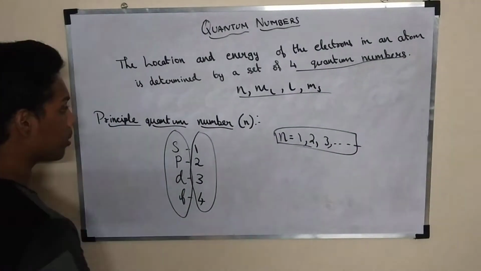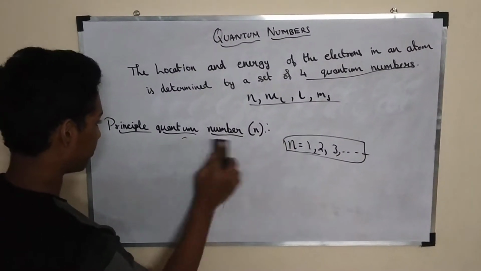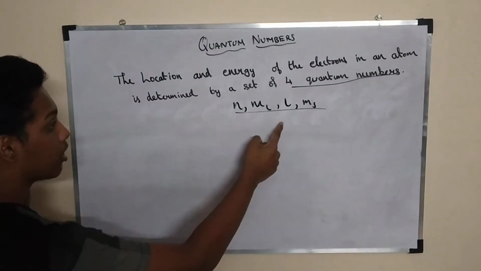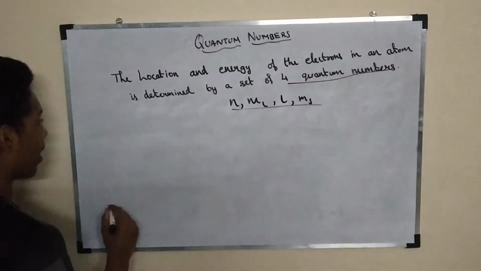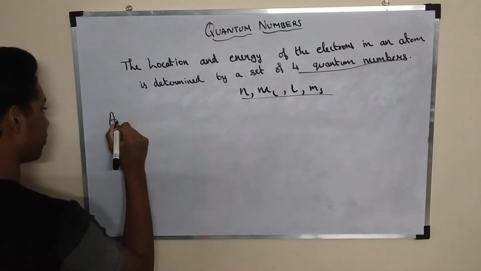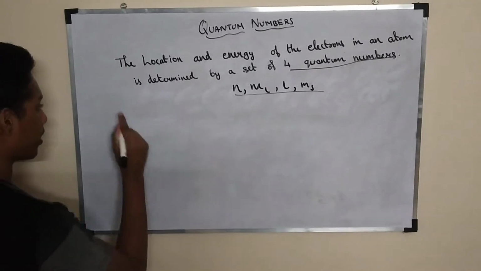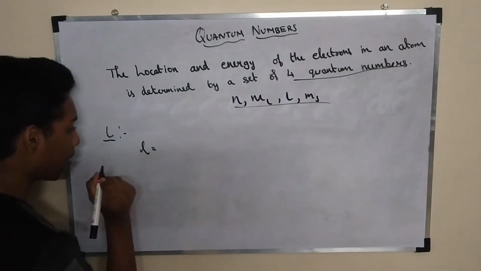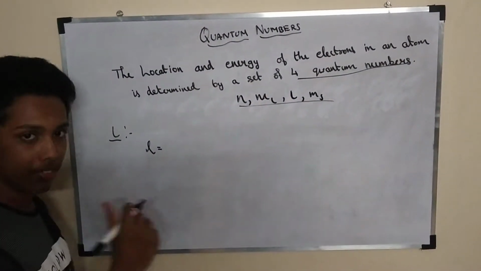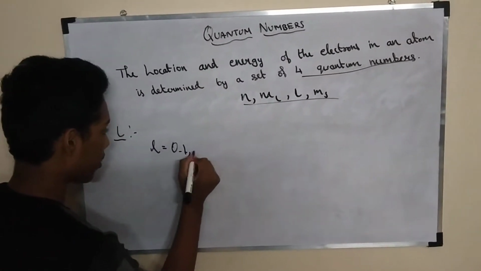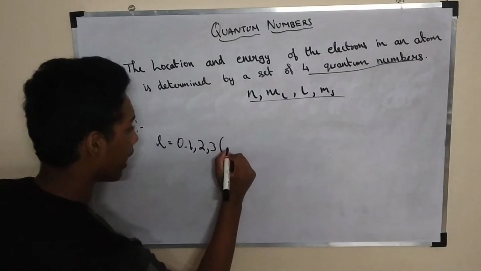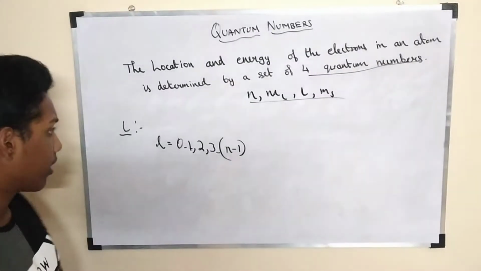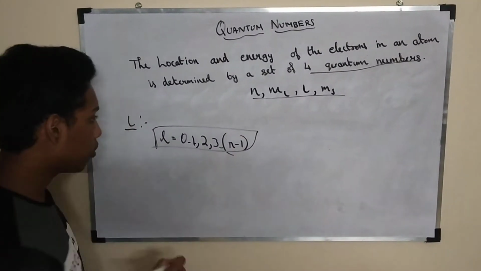The second quantum number, which is the angular momentum. First we'll understand angular momentum, only then we can understand the magnetic quantum number. Angular momentum is denoted by l. So this l value can have any positive integer value, right? From 0, 1, 2, 3 till n minus 1. So this l value is 0 till n minus 1.